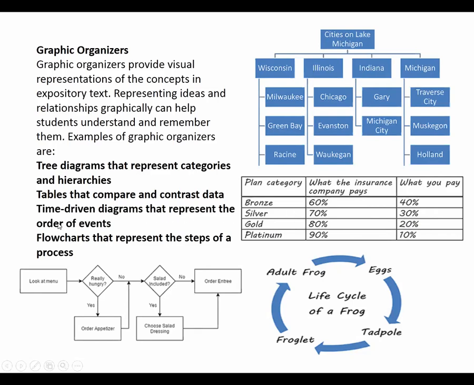Time-driven diagram that represent the order of event. Like for example, the life cycle of a frog. So this is the time-driven diagram. कि एक के बाद क्या हुआ, दूसरा क्या हुआ, फिर तीसरा क्या हुआ, किस तरह से टाइम बढ़ा है या क्या हो रहा है. ठीक है. Usually this will include the life cycles or something that is done with the passage of time. Okay, so you can ask the students to draw the time driven diagram as well.